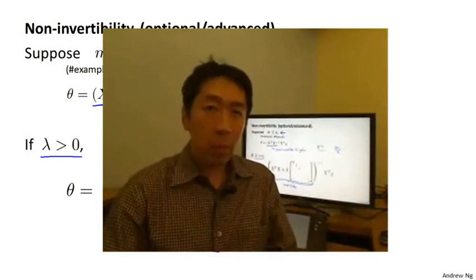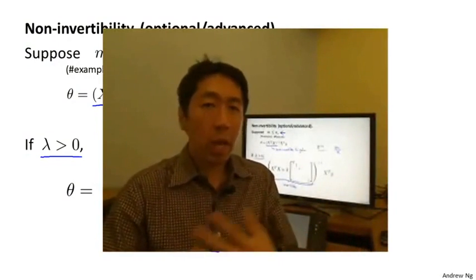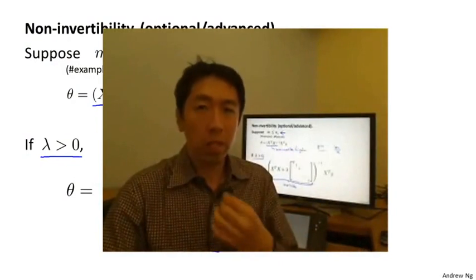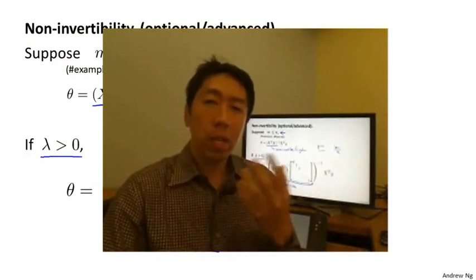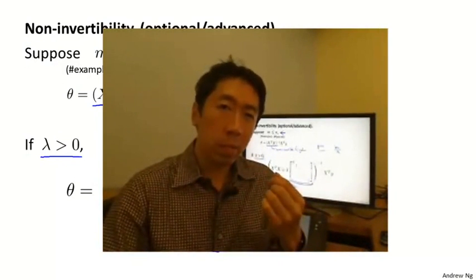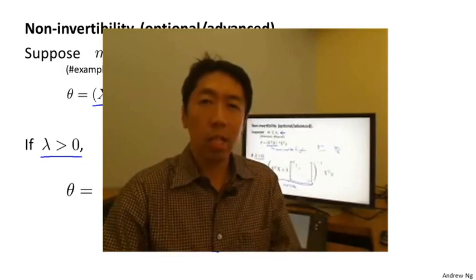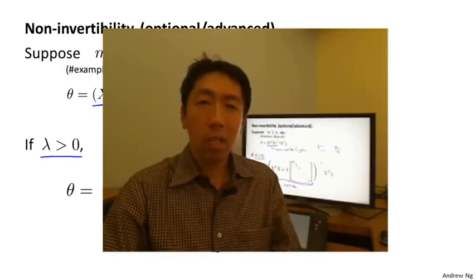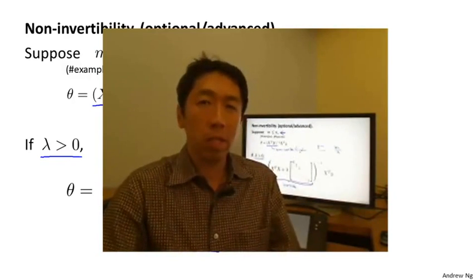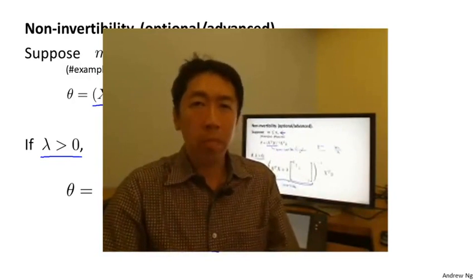Using this, you'll be able to avoid overfitting even if you have lots of features and a relatively small training set, and this should let you get linear regression to work much better for many problems. In the next video, we'll take this regularization idea and apply it to logistic regression so that you'll be able to get logistic regression to avoid overfitting and perform much better as well.